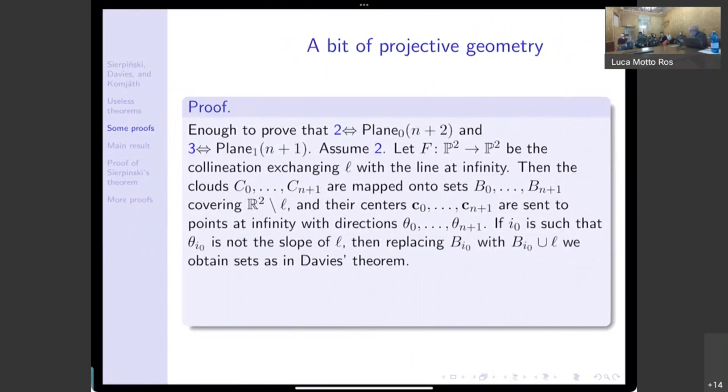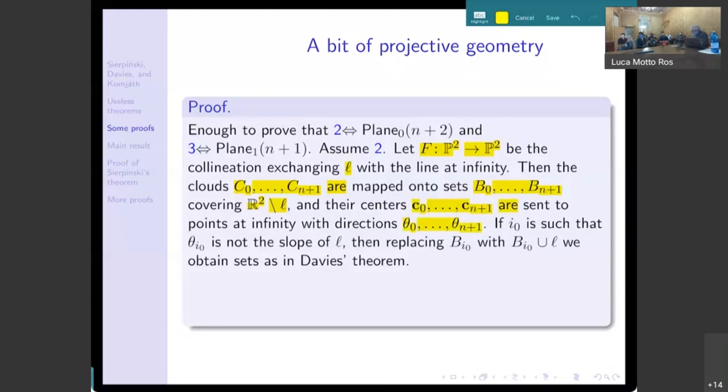But take a map from P^2 to P^2. P^2 is the projective plane, a homography of coordinates, a projective map exchanging the line L with the line at infinity. Then the clouds C_0 through C_{n+1} are mapped onto some sets B_0 through B_{n+1} that cover R^2 minus L, and their centers are sent to points at infinity, which I call directions θ_0 through θ_{n+1}.